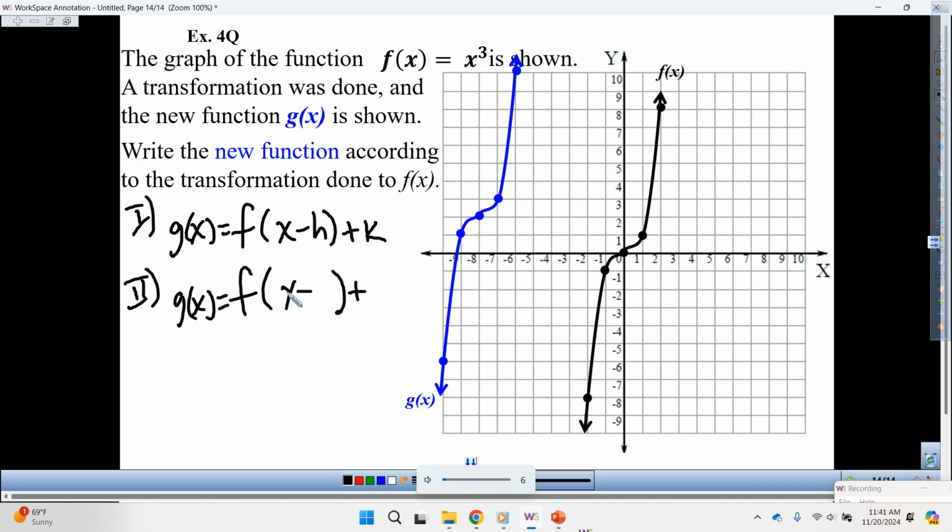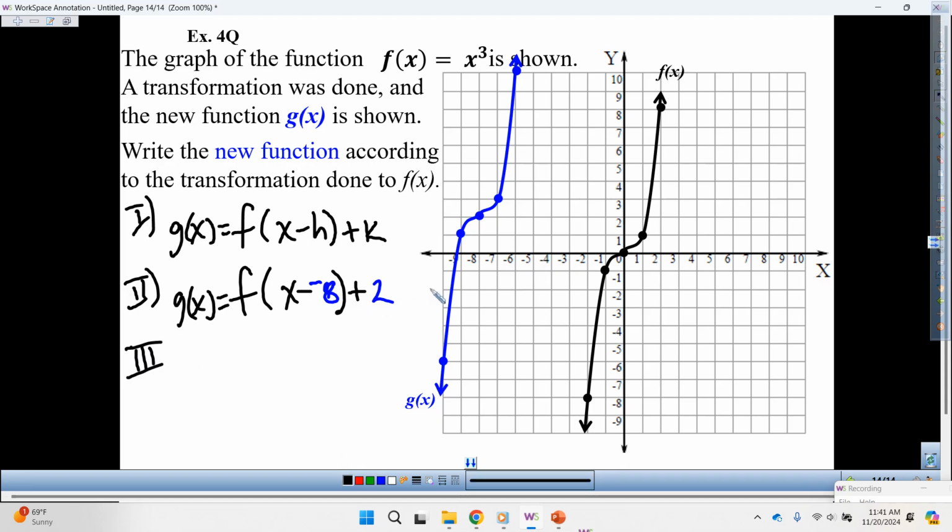F of x minus negative 8. All right, let me write it here. Negative 8 and 2. Hands, have you got it to right there? Looks about right. And step 3.